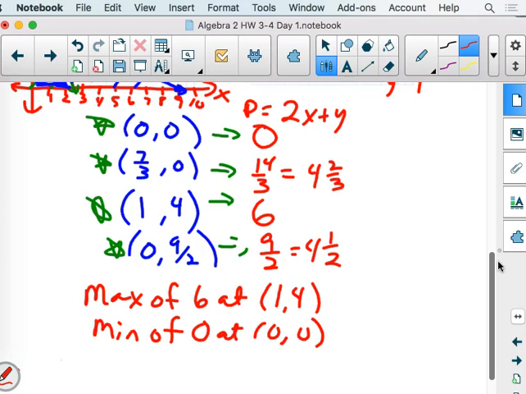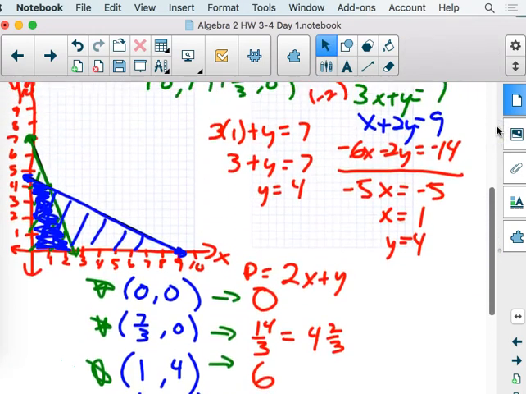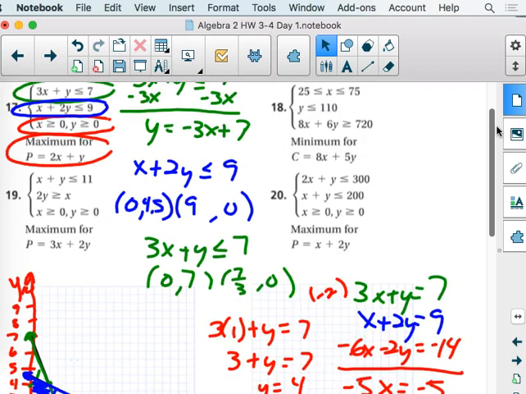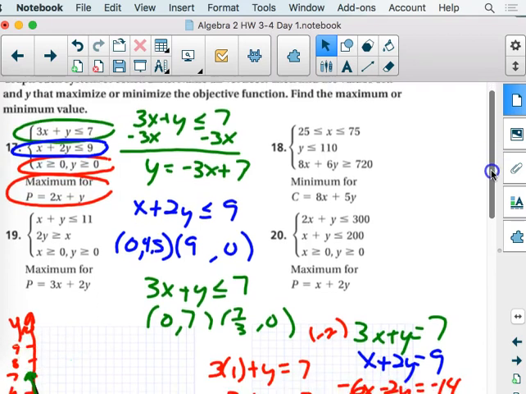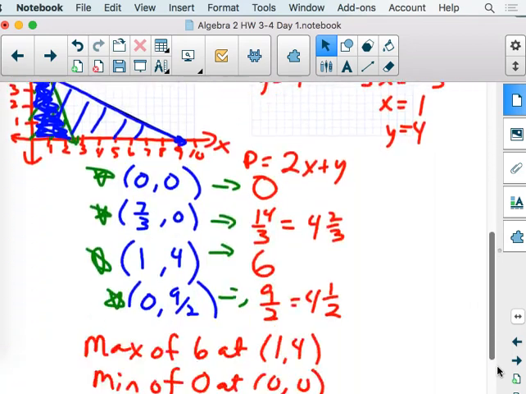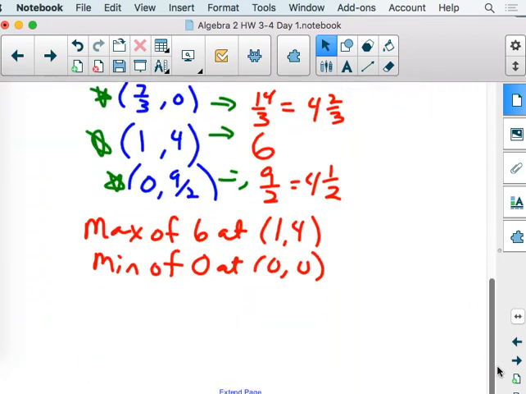Just do exactly what they ask. Some of them are just find the max, find the min, and then some of them say do both. Give both those pieces. And I suppose I better scroll back up here and see if this one said give them both. Even just scrolling with these problems takes a long time. Find the values of x and y that maximize or minimize the objective function. Find the maximum or the minimum. So we did both. That's one problem.